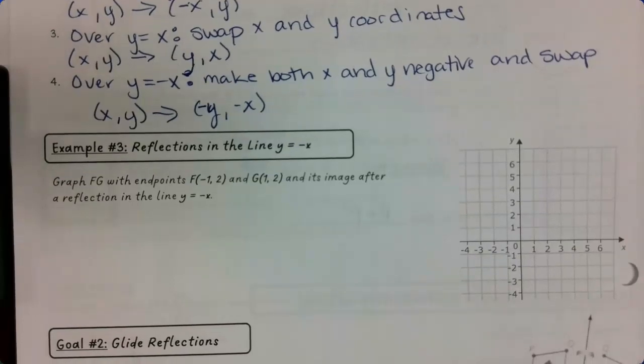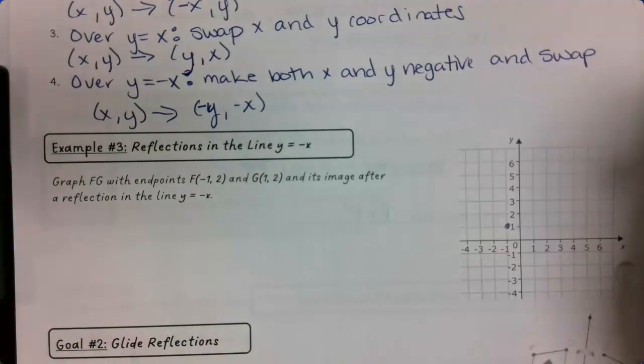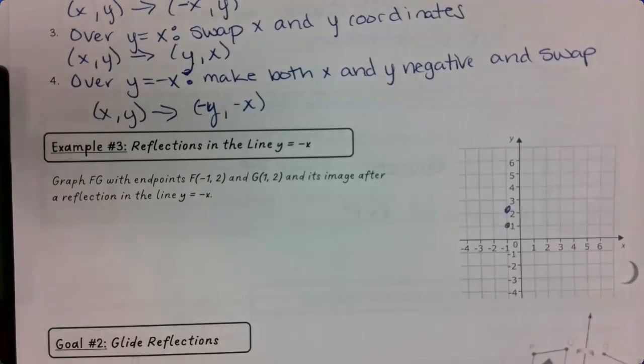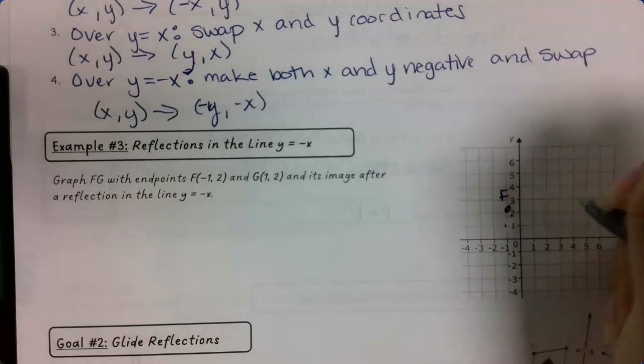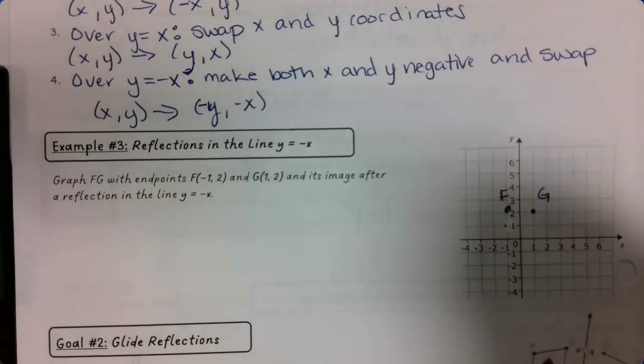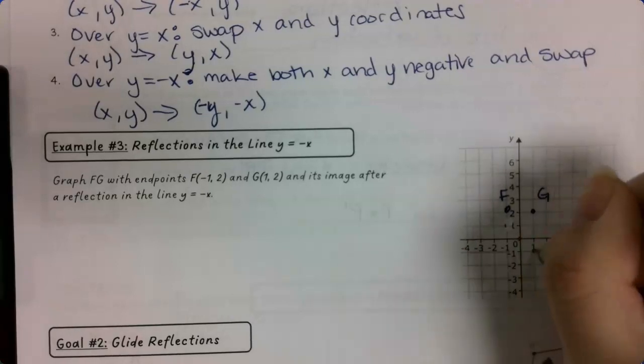Okay, number 3 wants me to graph FG with the endpoints of F equals negative 1, 2, and G is 1, 2, over the line y equals negative x. So this one starts at my origin and goes down 1, right 1.